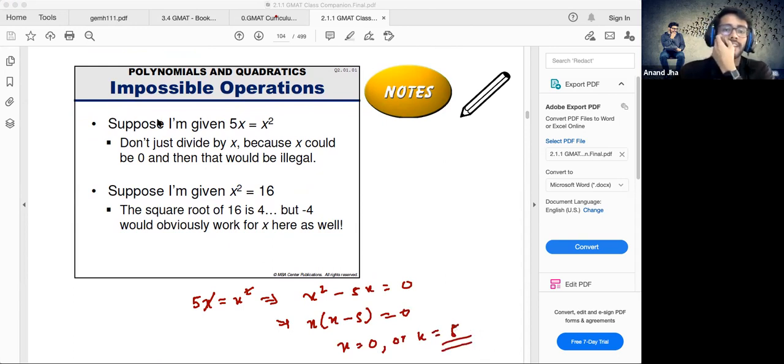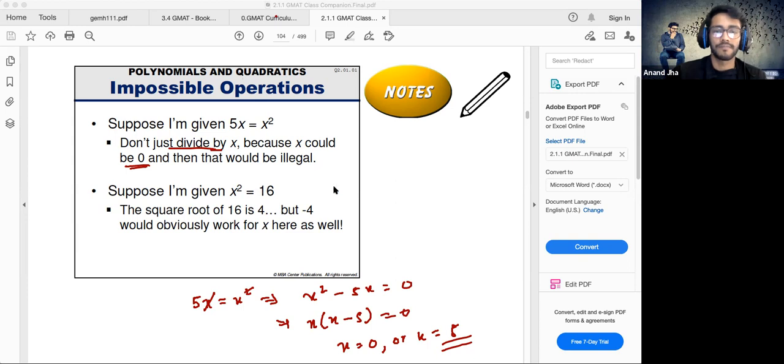Okay, that's why we don't just divide by x, because x could be 0. Whenever you see an equation, always try to take everything to the left hand side and make the right hand side 0. Take common. Always the first task in any quadratic equation or any equation is to take common. Then you do it accordingly.